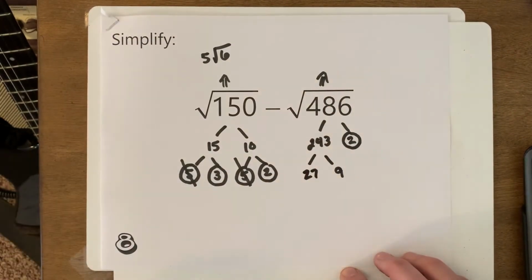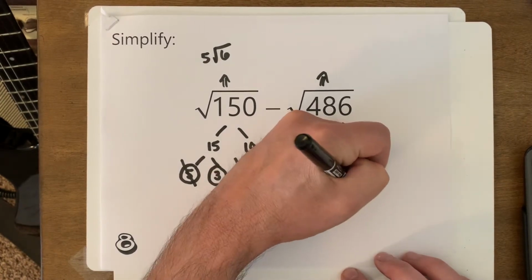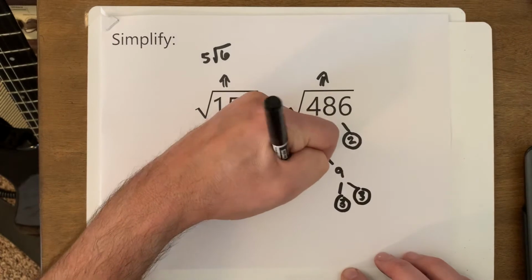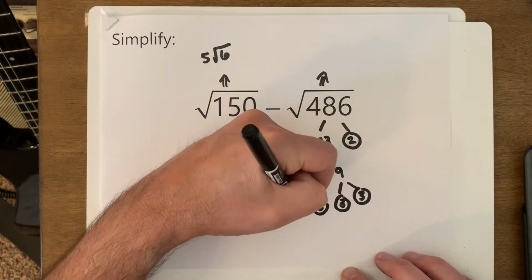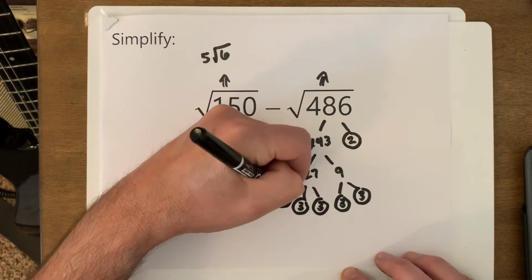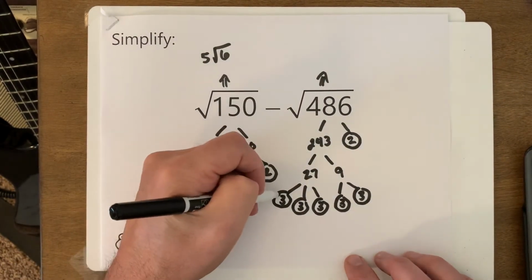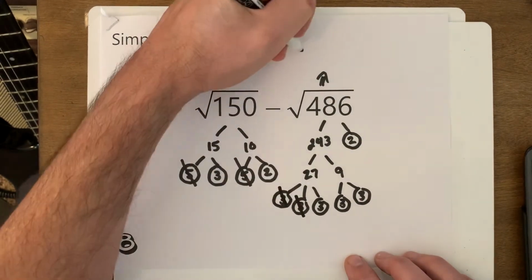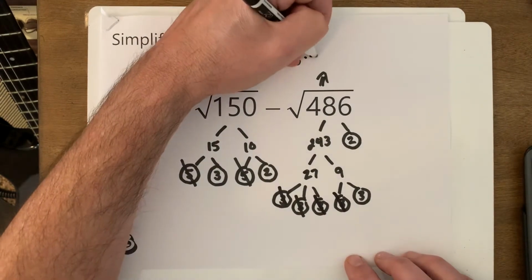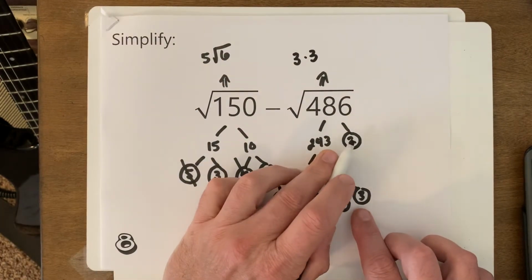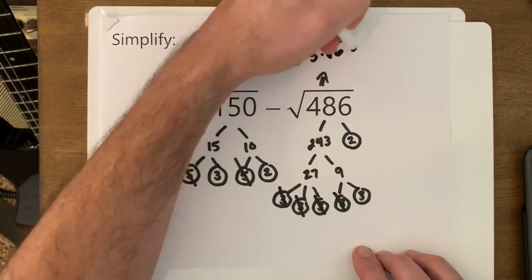And so that's going to yield a bunch of 3s. You get 2 of them here. You get 3 of them here. Okay, so again, we're a square root, so we're looking for pairs. So I've got a pair of 3s here, another pair of 3s, and then 3 times 2 is 6. These don't have pairs. And that's going to give me 9 root 6.